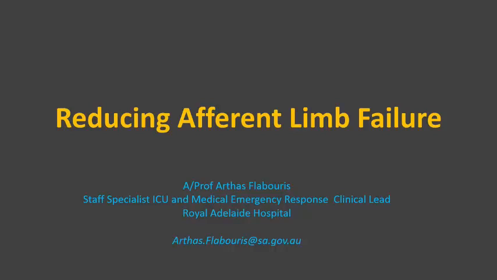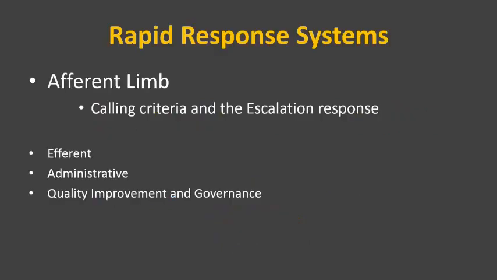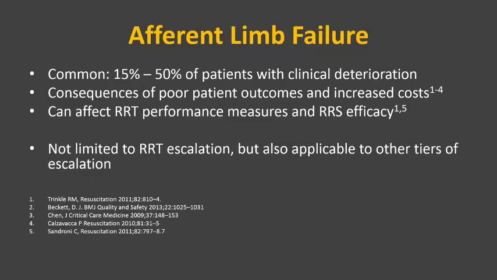I'm going to talk to you about afferent limb failure. Afferent limb failure has been known for quite a while now, but it still remains a challenge for us all. The afferent limb is one of the four limbs of the rapid response system. It involves the detecting of clinical deterioration through predefined criteria, and then, based on those criteria, triggering a predefined escalation response. Look, it's common. It's consequential, and it can affect rapid response team performance measures and efficiency.